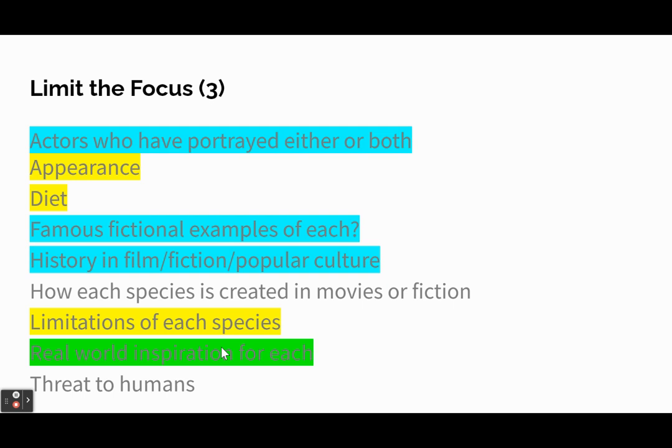I'm not sure that in the length we have, I'd love to talk about the threat to humans. But if I talk about the threat to humans, maybe I can put that underneath diet, since humans seem to be the focus of the diet of both. But that's a pretty big topic, and maybe I have to cut diet or I have to cut limitations and put threat to humans there. Limit the focus. There may be some things you want to talk about that you have to throw out.